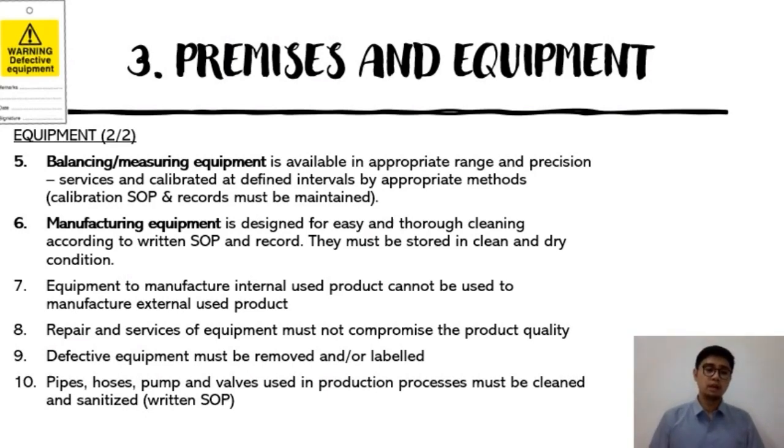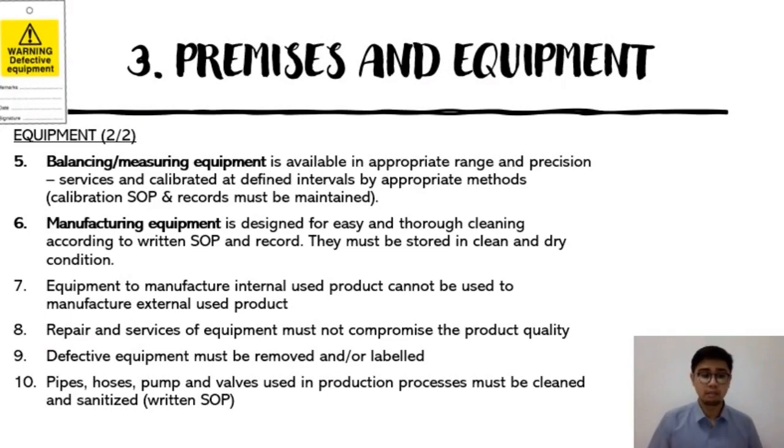Number six, manufacturing equipment is designed for easy and thorough cleaning according to the written SOP, and it should be recorded. They must be stored in a clean and dry condition. Number seven, the equipment to manufacture internal use products cannot be used to manufacture external use products. For example, this type of equipment is used to manufacture a liquid gel for topical use, and it cannot be used to manufacture a syrup for consumption by mouth. Number eight, repair and services of equipment must not compromise the product quality.